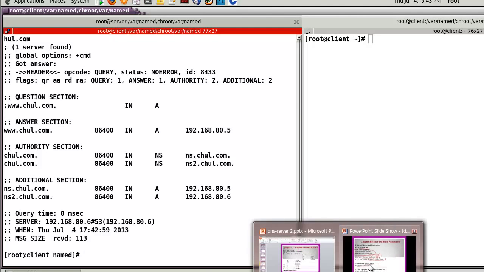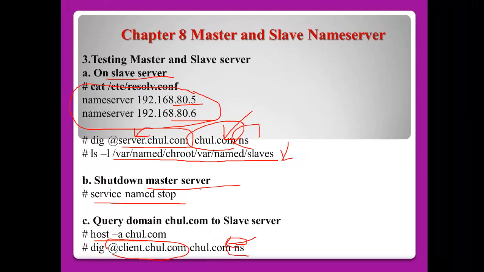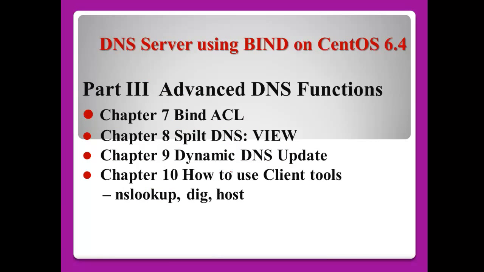let's go back. So far, in the second video, I explained the master and slave name server as well. Okay, in part 3, I will explain the advanced DNS functions such as BIND ACL, access control list, and views, and dynamic DNS update, and how to use client tools. Okay, thank you for watching this video, and see you in part 3.